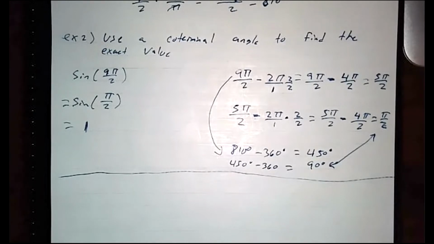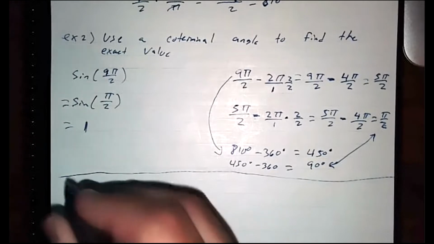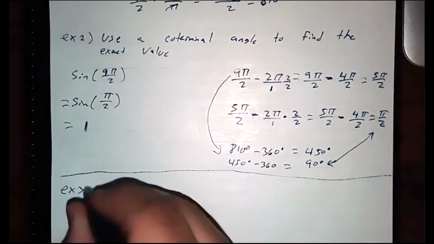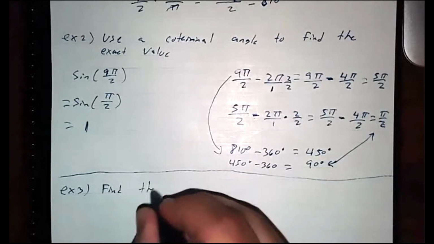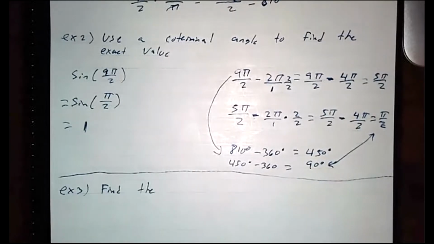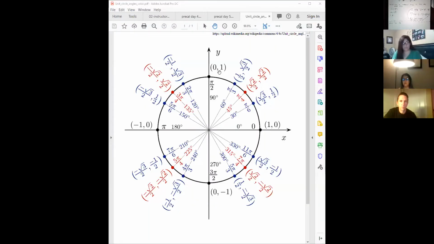All right. So now let's move on to reference angles. Do you guys have any questions about coterminal angles? So to find the exact value, it's just 1? Yeah, that's given by the circle right here. So the y value here is 1. Right? So that's it.